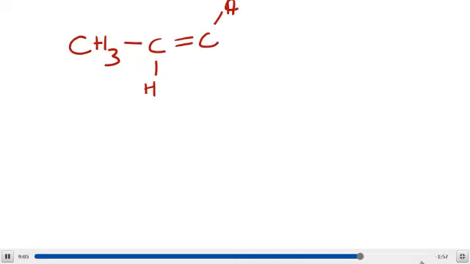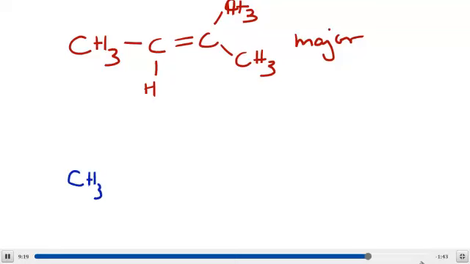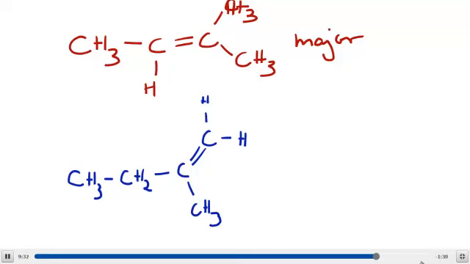So I'm going to show the major product in red. Oops, that should be a CH3, sorry. That's the major. And the minor product would look like this.